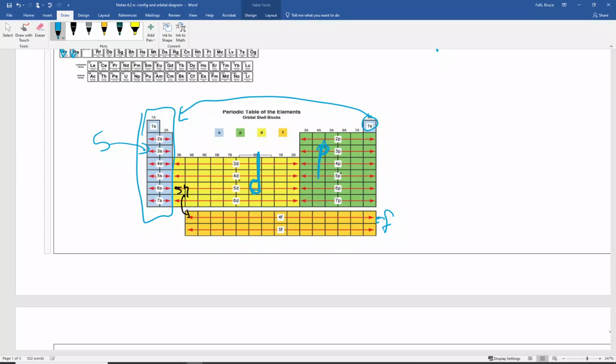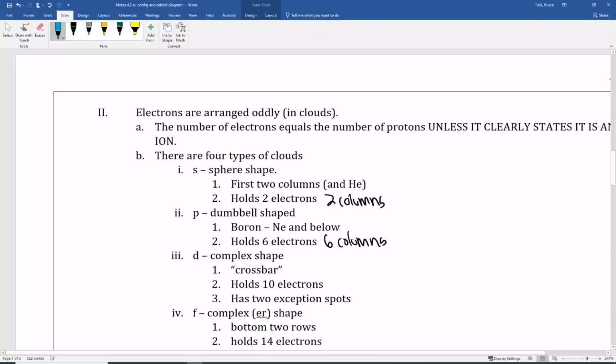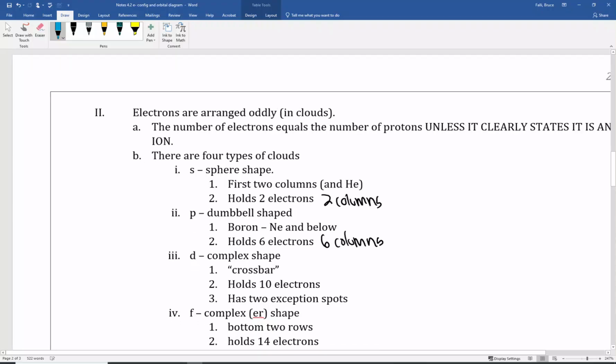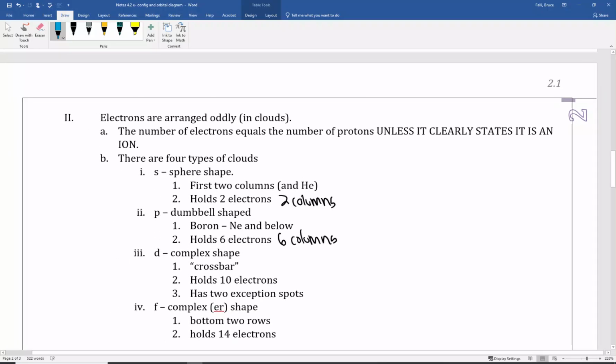We talked a little bit about electrons and where they go before. Now we're going to do it with a little bit more intensity. Okay? Electrons are arranged oddly in clouds. We kind of showed them as rings before. That's not right. They're really in clouds, and these clouds have weird descriptors. The number of electrons equals the number of protons unless it clearly states it's an ion. Same thing as last chapter.